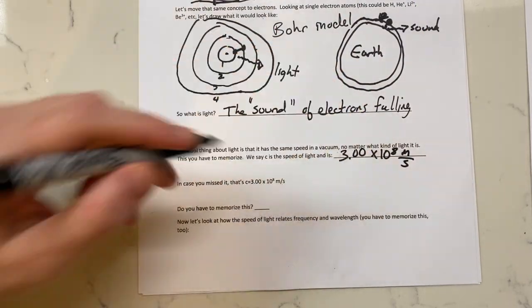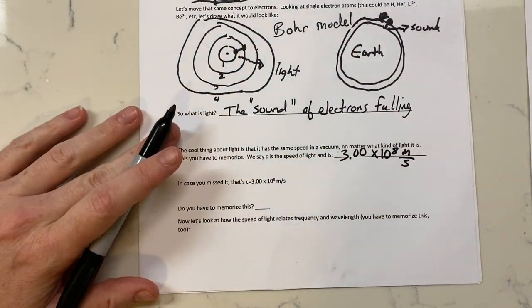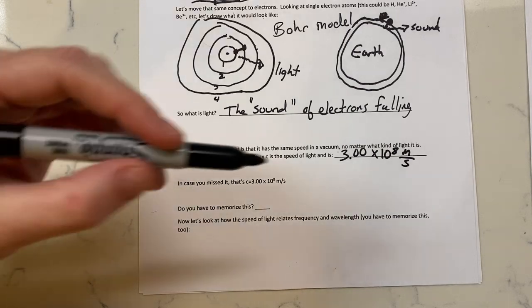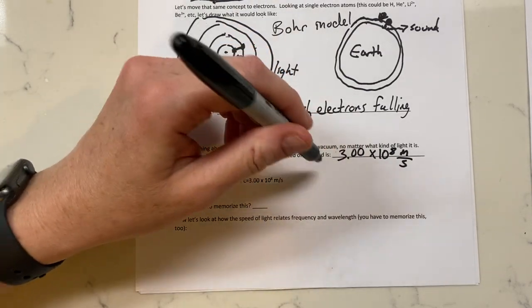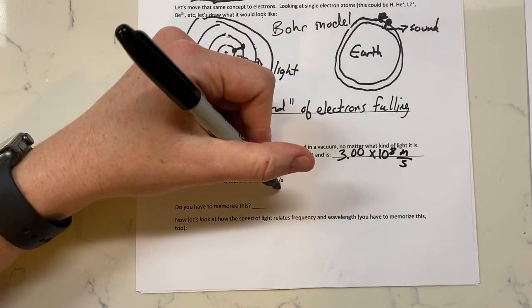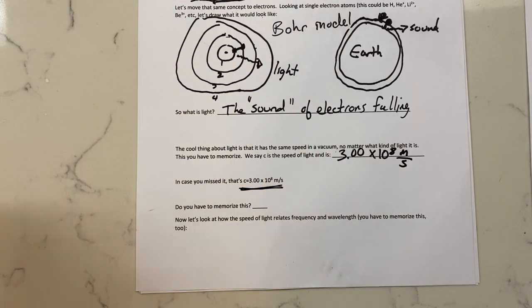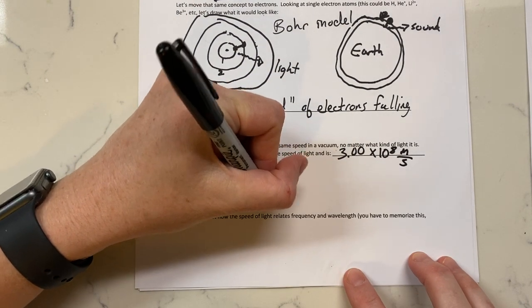This has 3 sig figs. It's actually 2.99 something, if I remember correctly. But this is all I care about. Memorize it with 3 sig figs. Again, in case you missed it, C is the constant we use to describe the speed of light, and it's 3.00 times 10 to the 8 meters per second. Do you have to memorize this? Yes, please.